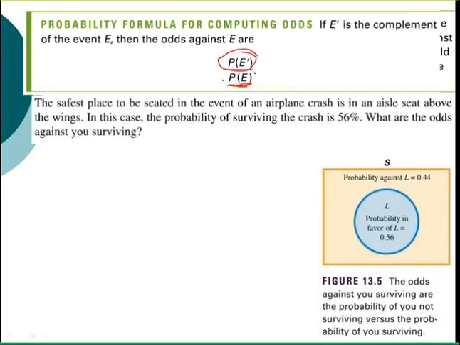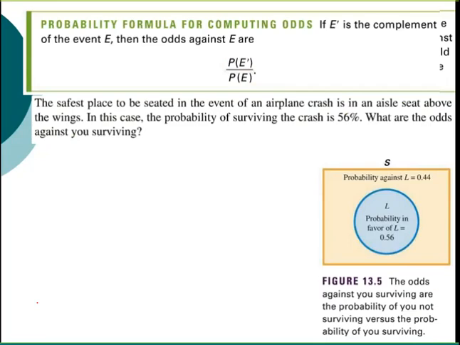So let's take a look here. The safest place to be seated in the event of an airplane crash is in the aisle seat above the wings. I didn't know that, so that's good news. I think, especially on different flights where you can actually seat yourself. In this case, the probability of surviving a crash is a 56% chance. That actually sounds pretty good about surviving a plane crash. But what are the odds against you surviving?